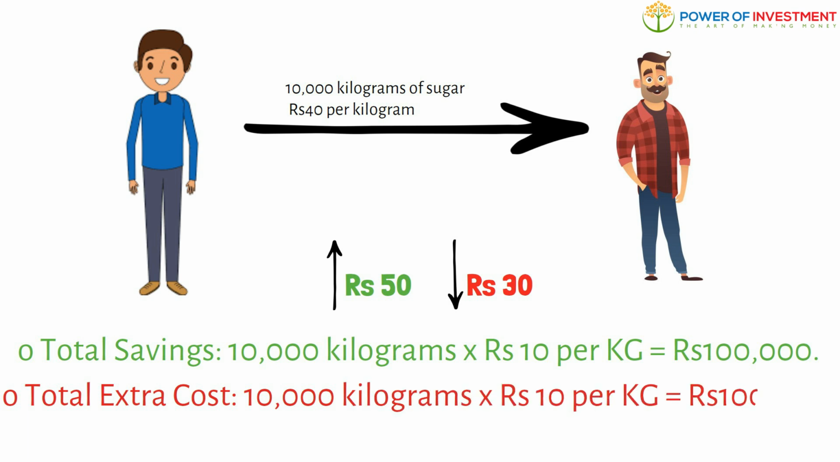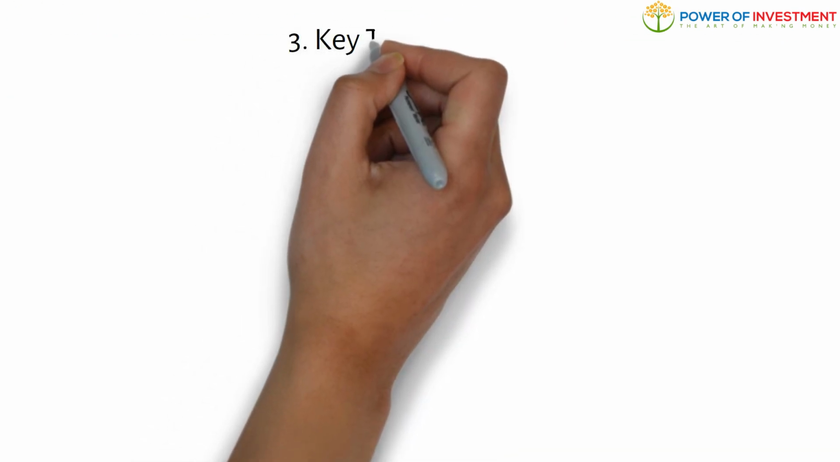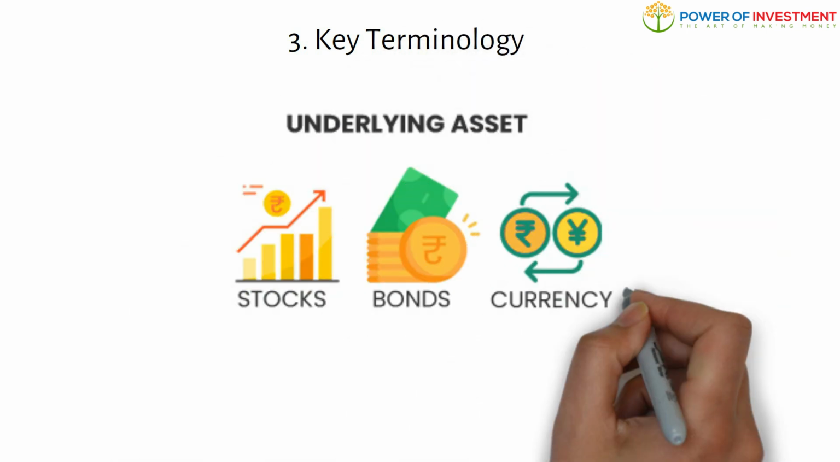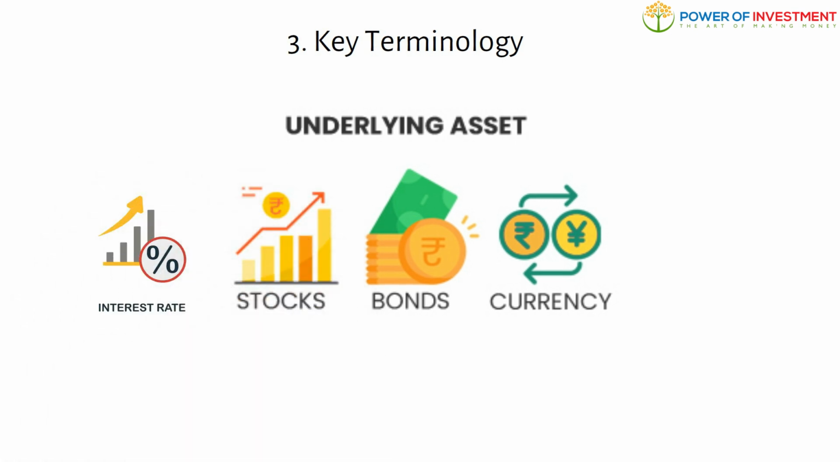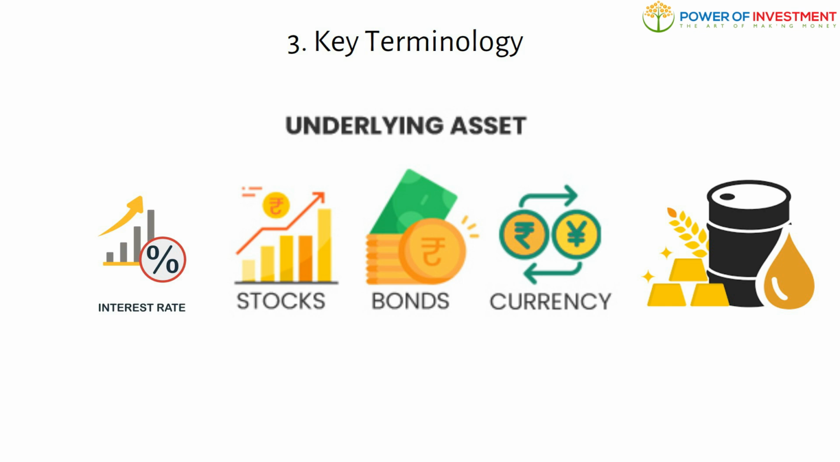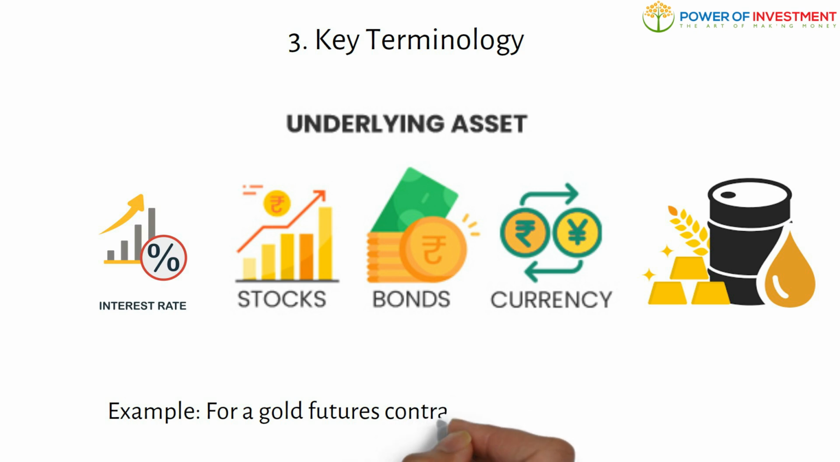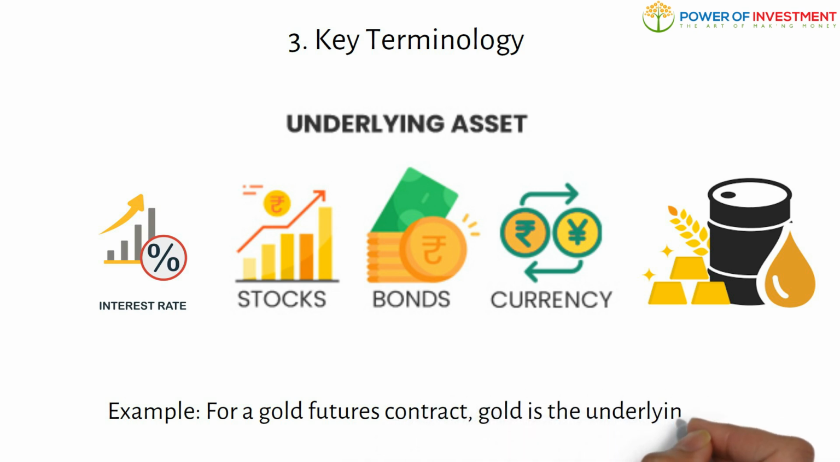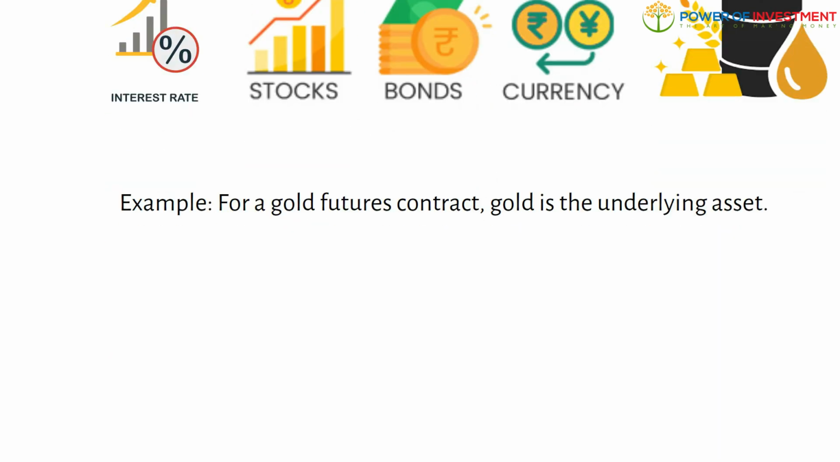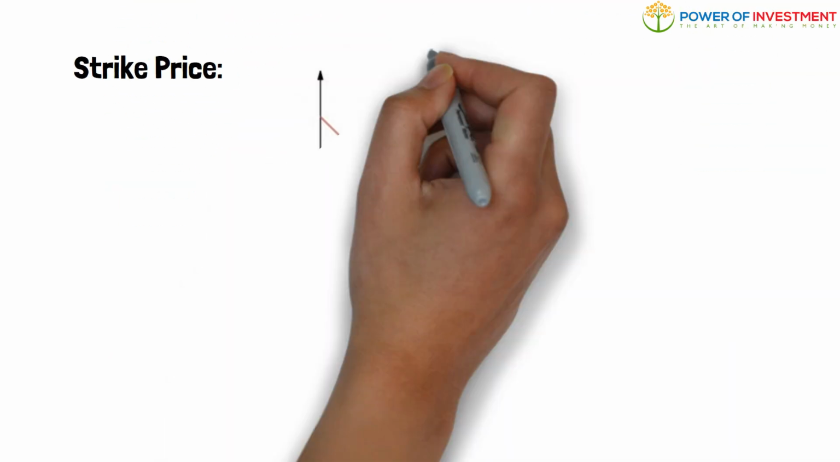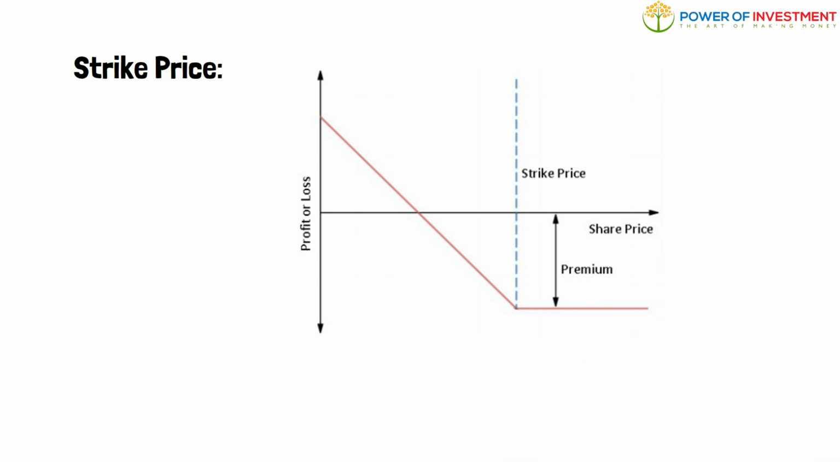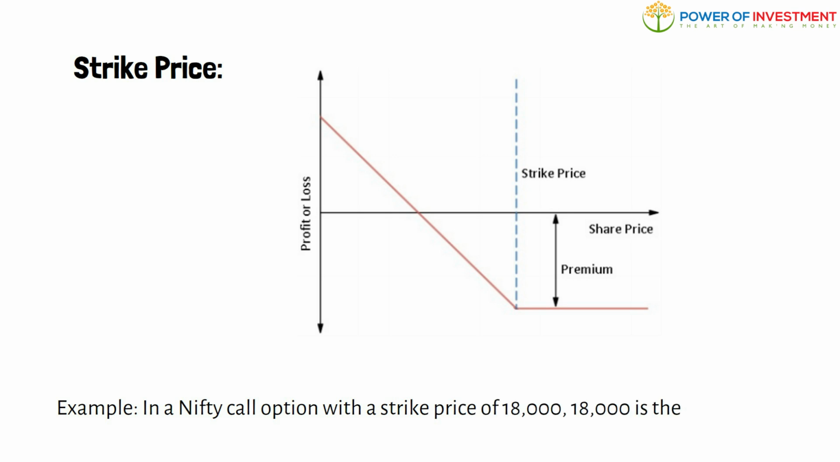Now that we have a good grasp of the types of derivatives, let's move on to some key terminology used in this field. Underlying asset: the financial asset from which a derivative derives its value. Examples include stocks, bonds, commodities, currencies, interest rates, and market indices. Example: for a gold futures contract, gold is the underlying asset. Strike price: the price at which an option holder can buy or sell the underlying asset. Example: in a Nifty call option with a strike price of 18,000, 18,000 is the strike price.